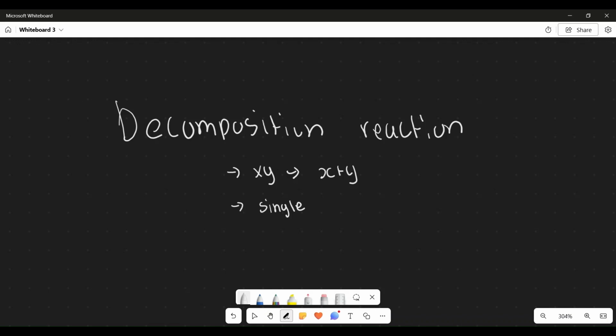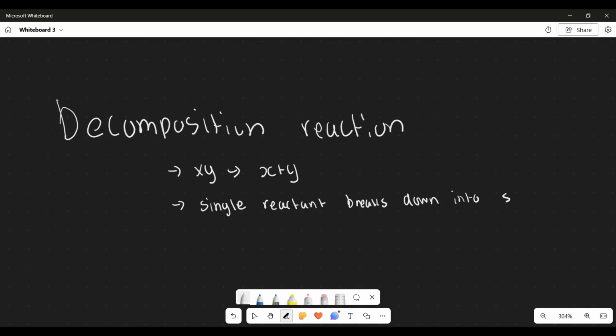You'll need to memorize this, so it's important. A single reactant breaks down into several products.